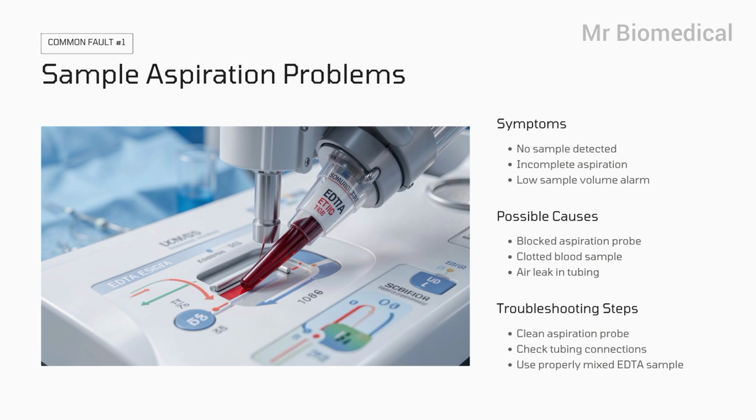The most common causes include a blocked aspiration probe, which means there is some block in the aspiration probe, or the blood sample is clotted, or there is an air leak in the tubing. To solve this, we first clean the aspiration probe thoroughly, inspect all the tubing connections for leaks, and ensure the blood sample is properly mixed in an EDTA tube. Remember, many analyzer errors start even before the sample enters the machine.